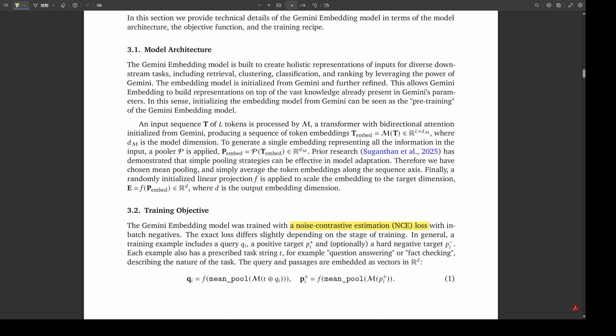And critically, this transformer, M, is initialized with those pre-trained weights and biases that we were just talking about, the ones from Gemini. This whole process spits out a sequence of token embeddings. The researchers call this T_embed. If the input sequence has a length of L and the model has an internal dimension, let's call that d_M, then T_embed exists in this high-dimensional space, kind of hard to visualize, but they represent it as R^(L×d_M).